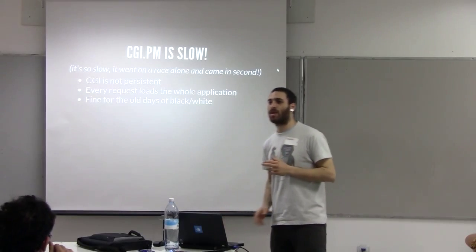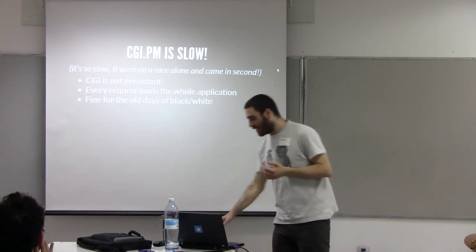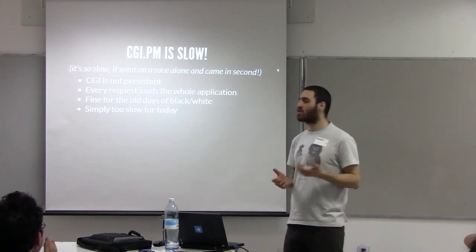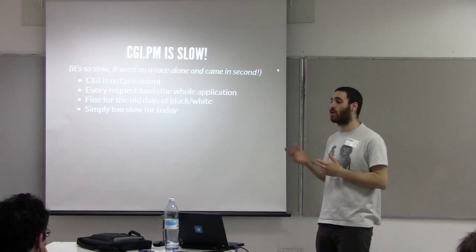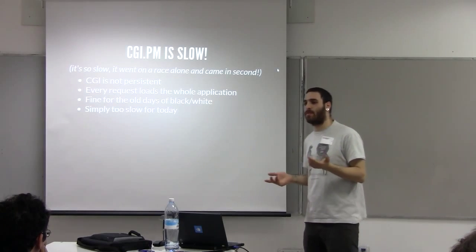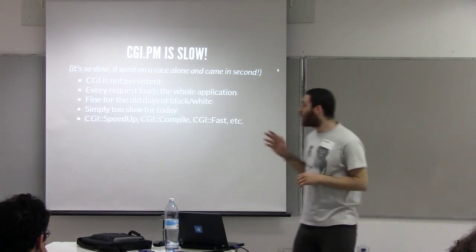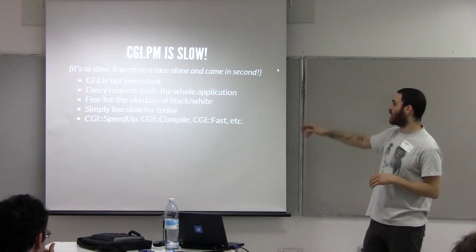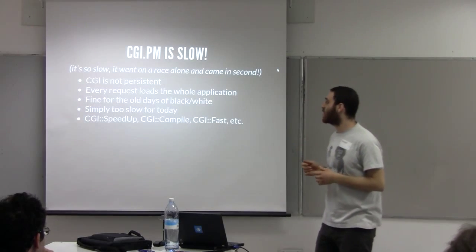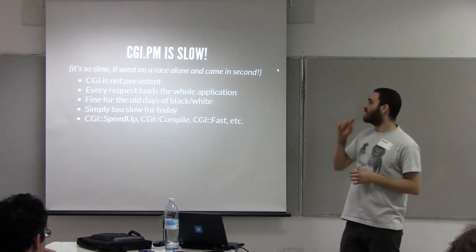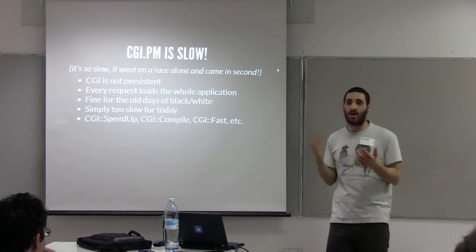Now, in the old days when we had black and white TV, this was great. But we don't, we have color now, okay? And now it's way too slow. You cannot have an actual web page like booking.com, for example, or pretty much almost any web page. It would be way too slow in CGI.pm. It's just too much. And there are ways to try and fix it, like CGI speed up, CGI compile, CGI fast, which uses FastCGI, which allows persistency for CGI. And those would be good, except for CGI having a lot of problems, where speed is just one of the problems, not the only problem.